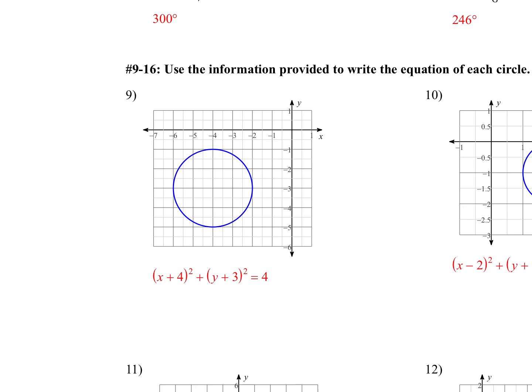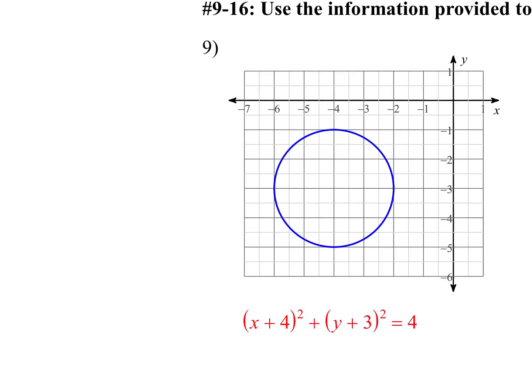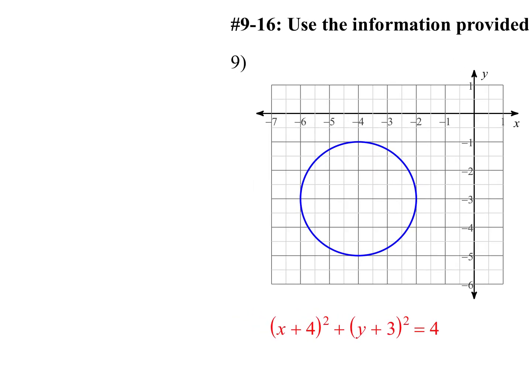All right, so we have to write the equation of the circle. Let's write out the standard equation: x minus h squared plus y minus k squared equals r squared. So we need the center and the radius.